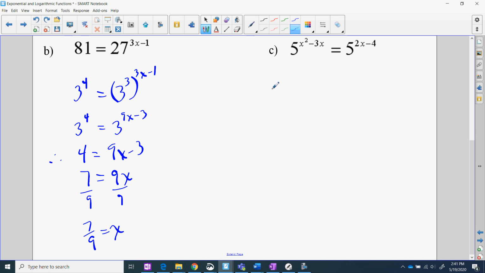Well, we look at this one and say, wow, that's easy. Look, they already have 5 to an exponent equals 5 to an exponent. Great. The only catch this time is the exponent on the left is quadratic. So therefore, when I do my bases are the same, exponents have to equal each other. So therefore, x squared minus 3x is equal to 2x minus 4.